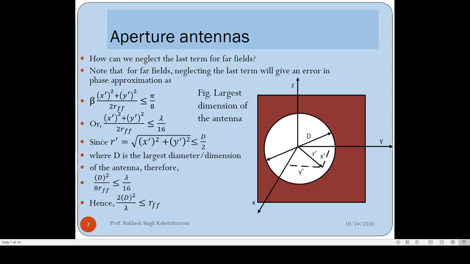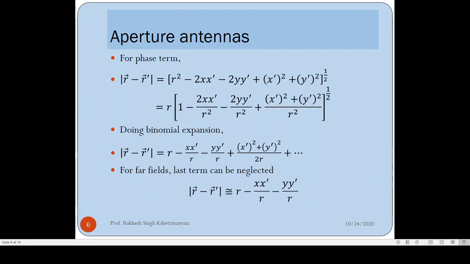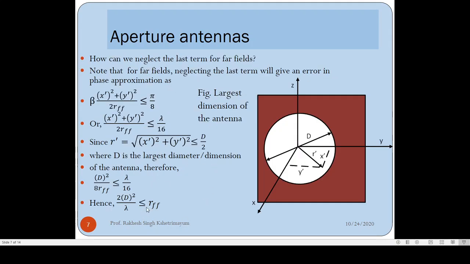How do you find the far field of the antenna? The far field of the antenna can be found from this. When we neglect this last term here, the error in the phase is less than or equal to pi by 8. In that case, the distance r_ff should be 2d square by lambda.